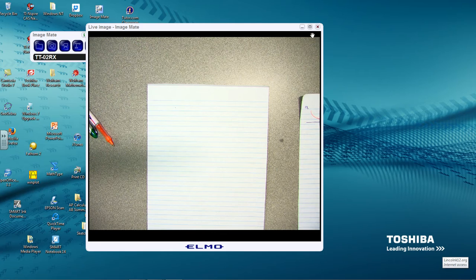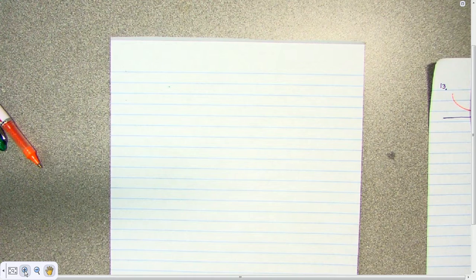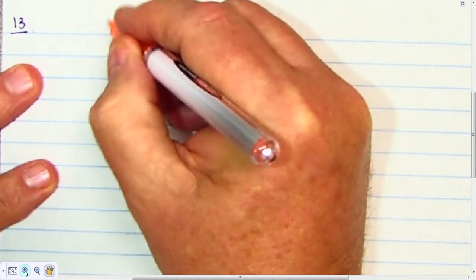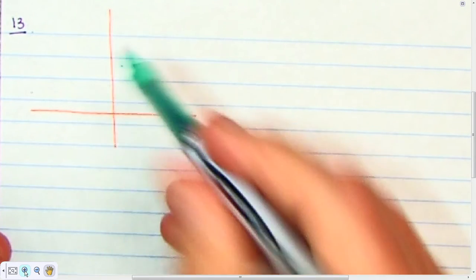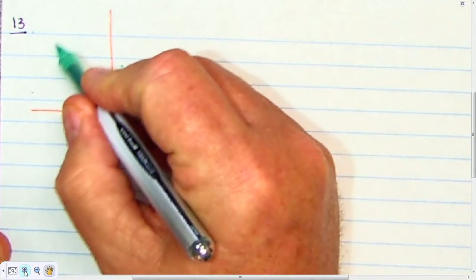From tonight's homework, problem number 13 asks us to find how fast the distance between the origin and a point on the function y equals x squared plus 1 is changing. So let's draw a picture. We know that y equals x squared plus 1 is just a parabola whose vertex is at (0, 1).